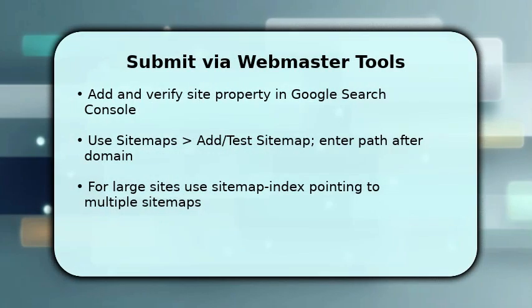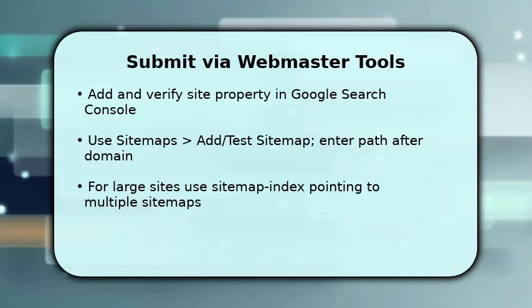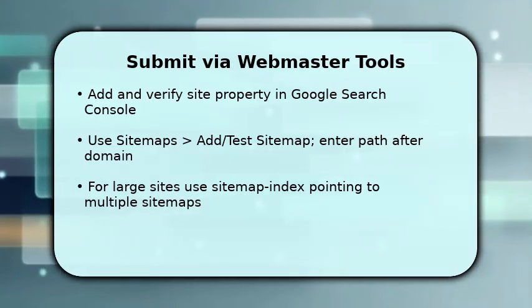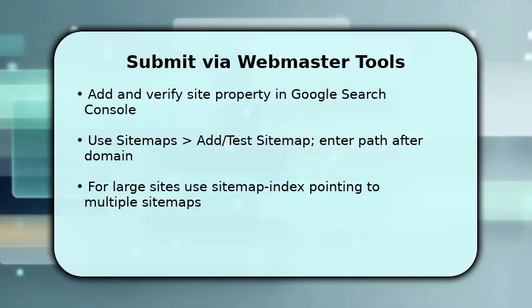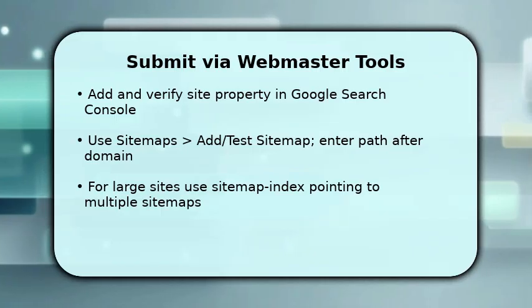You now submit the sitemap in Google Search Console by adding and verifying your site property, domain, or URL prefix, depending on your setup. Once verified, go to Sitemaps, enter the path after your domain, and hit Submit. Make sure to use the test option first to catch parsing errors.